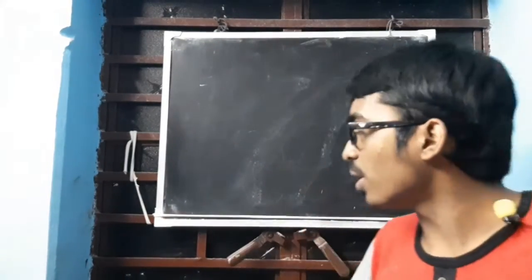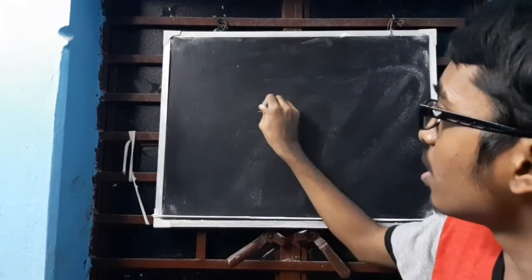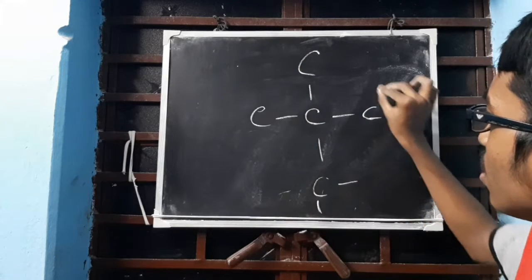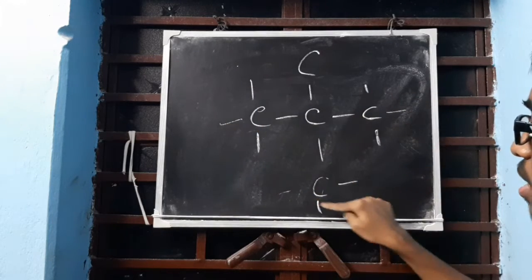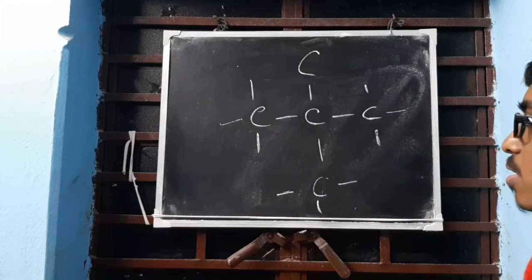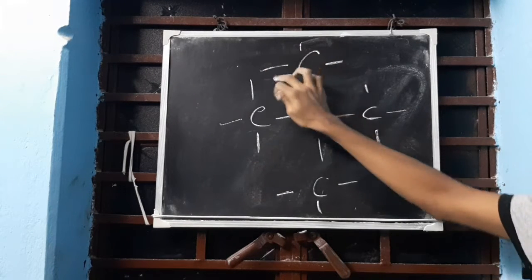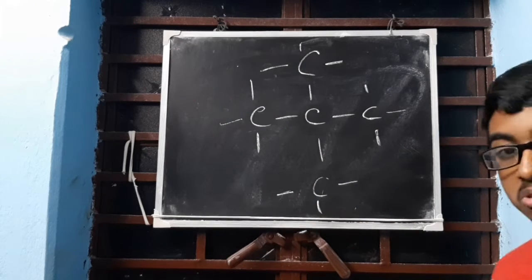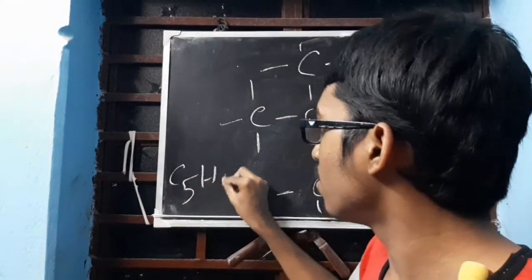Now another isomer that comes for pentane, I'll draw it over here. It comes for pentane like this. 1, 2, 3, 4, 5, 6, 7, 8, 9, 10, 11. Correct. Clear? This type of isomer will arise for pentane. C5H12 is the formula for pentane. See, 12 by 12.